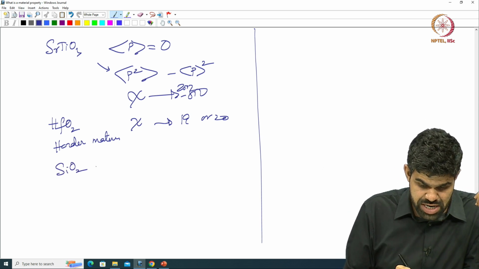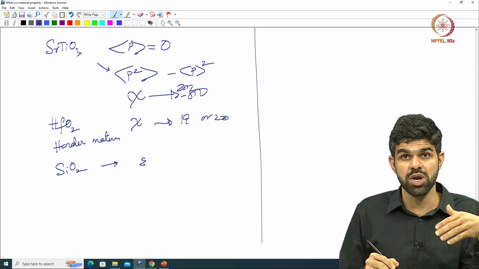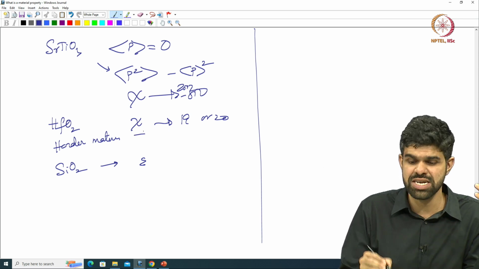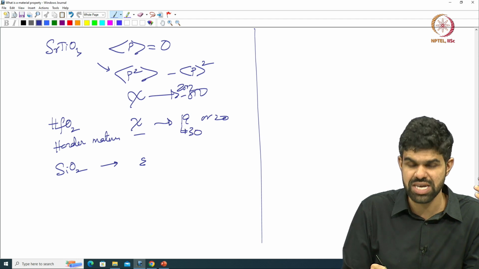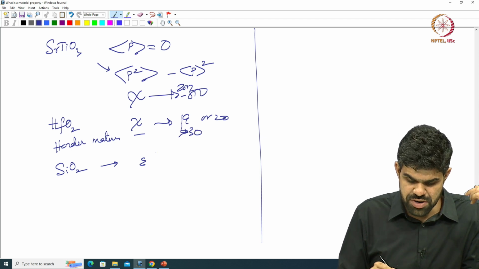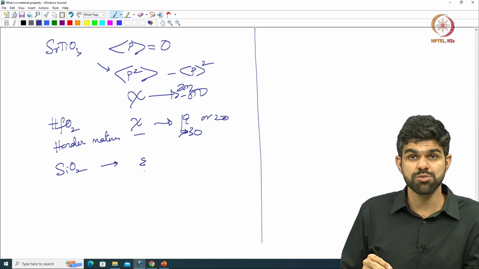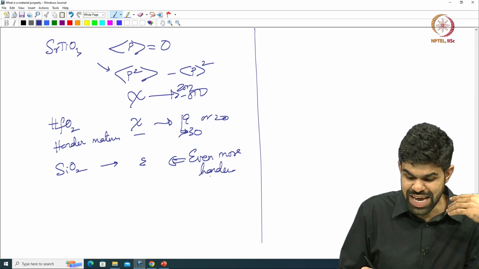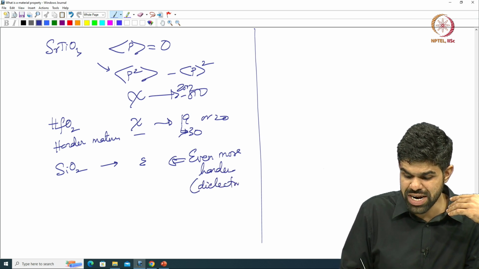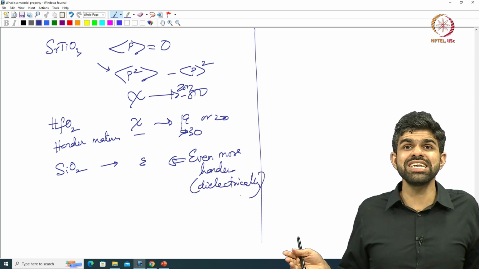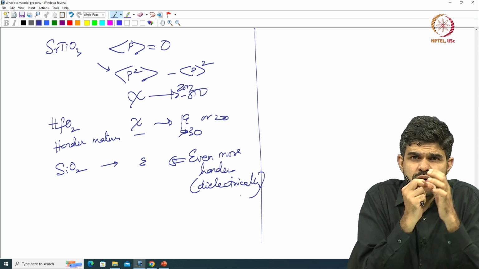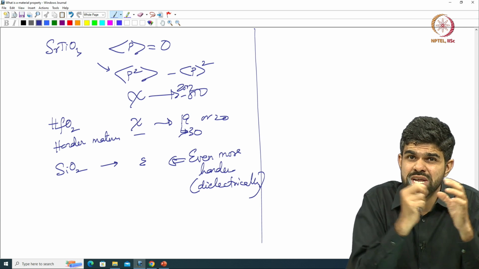If I go to silicon oxide, the dielectric constant is much smaller. I forget the value. Here in hafnium oxide the dielectric constant goes from 19 to 30 depending on whether it is crystalline or not, whereas for silicon oxide the dielectric constant is much smaller than hafnium oxide. So this is even harder dielectrically. You cannot polarize silicon oxide, because intrinsically there are no fluctuations in polarization in silicon oxide. Everything is in a centrosymmetric position.